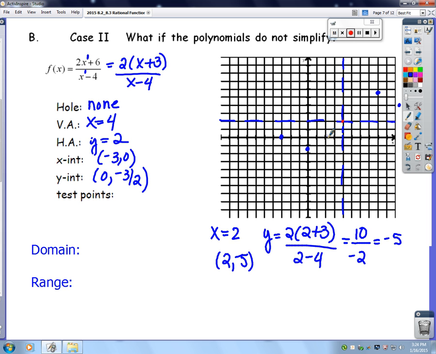So 2, negative 5. 2, 3, 4, 5. Here again, I'm counting from the origin. All right, let's rotate that point. So 2 left, 7 down. So 2 right, 7 up.